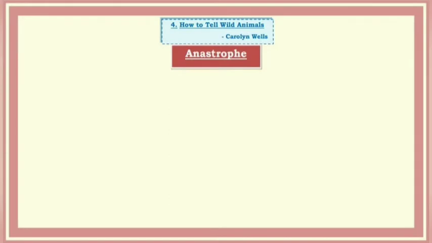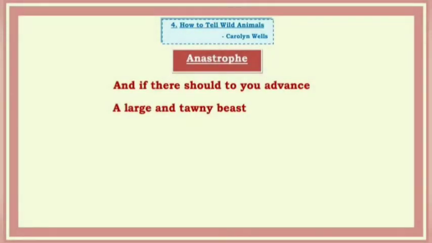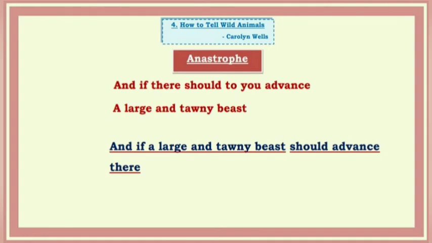Dear children, anastrophe is one of the most prominent literary devices used in this poem. First, have a look at this line. And if there should to you advance a large and tawny beast. Here the word order is changed from its normal word order, that is, and if a large and tawny beast should advance to you. Right?